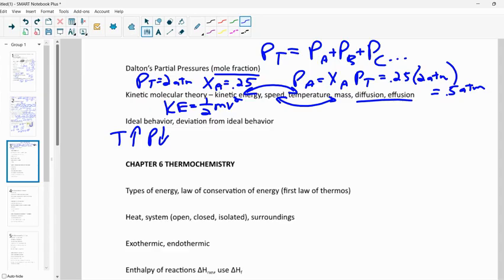So where is it going to start to deviate? Low temperatures, those particles are going to start to stick together. If they're sticking together, they're not having those elastic collisions. There's going to be fewer collisions with the walls of the container. We're going to end up having a lower pressure than expected.